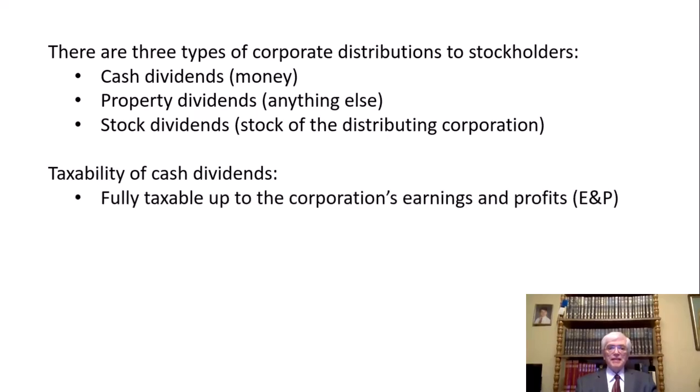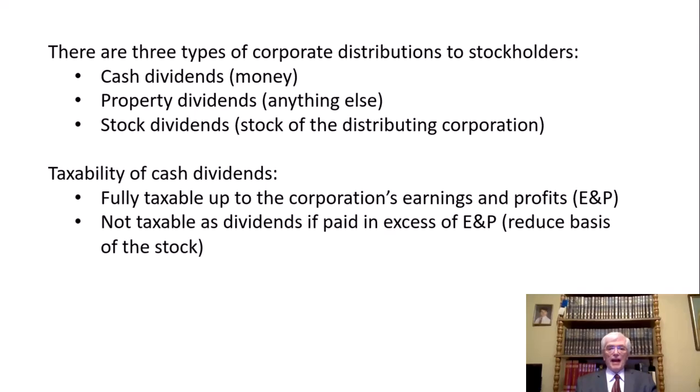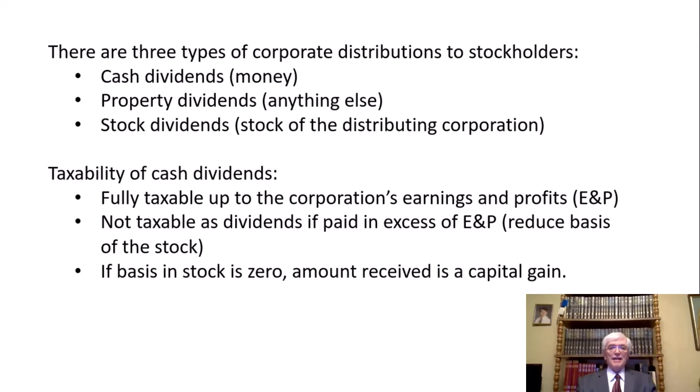Cash dividends, the taxability, they are fully taxable up to earnings and profit. That we know from Tax 1. They are not taxable as dividend. They're called a non-dividend distribution if they are paid in excess of earnings and profits. But if you get a non-dividend distribution, you must reduce your basis in the stock. And if your basis in the stock is zero, you can't reduce it any further than that. And so now anything you get as a non-dividend distribution is going to be recorded as a capital gain. If you've held the stock more than a year, it'll be a long-term capital gain.